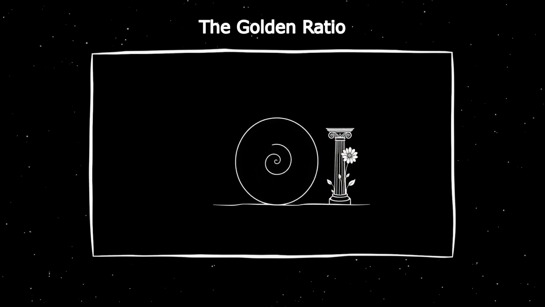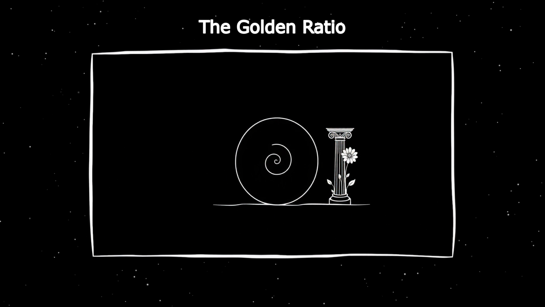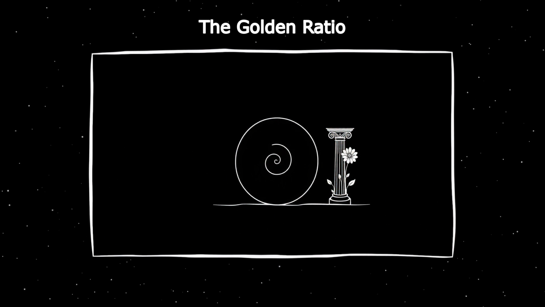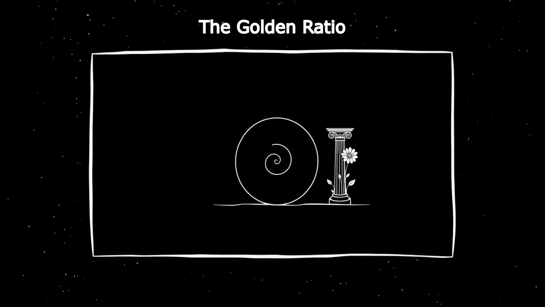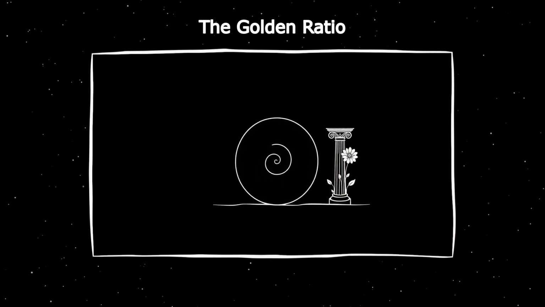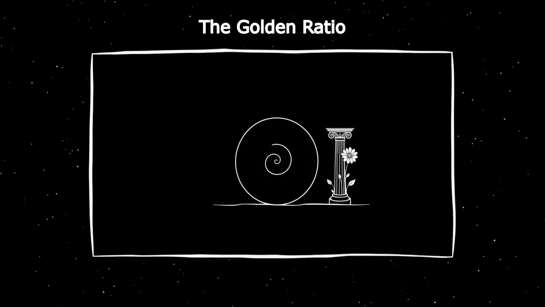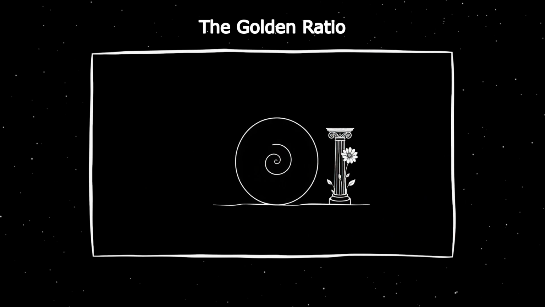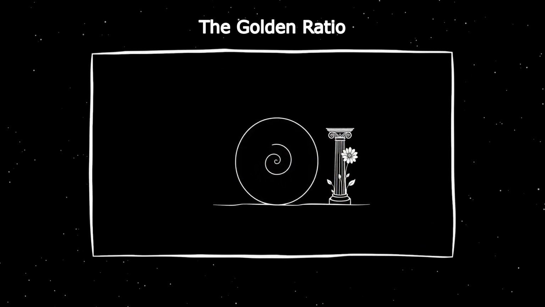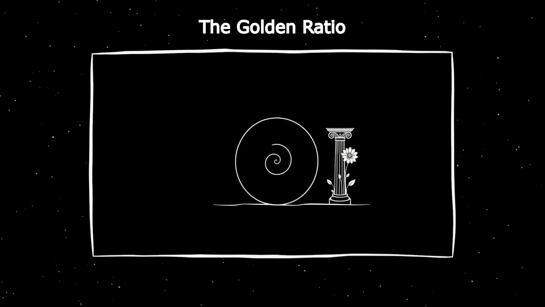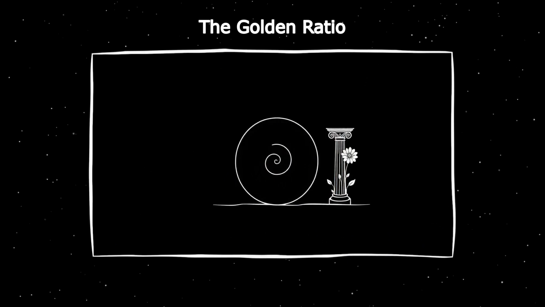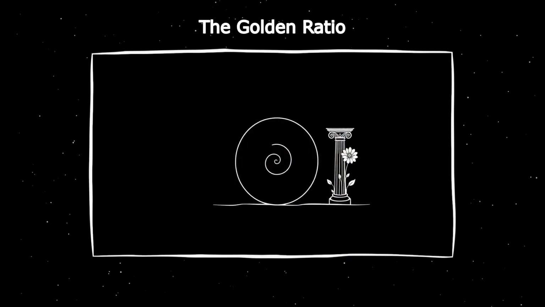Geometry, the study of shapes and their properties, is another domain where the golden ratio shines brightly. In simple terms, if you take a line segment and divide it into two parts, A and B, the ratio of the whole segment to the longer part, A, should be equal to the ratio of the longer part, A, to the shorter part, B, establishing the golden ratio.